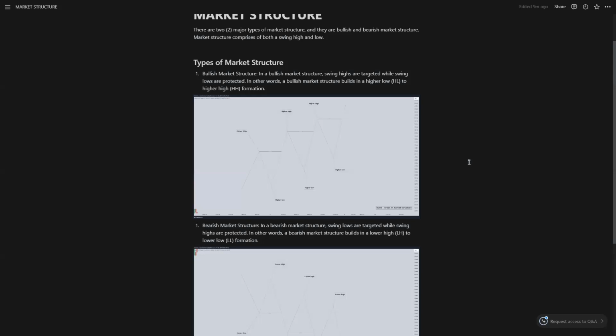Where it gets a little more advanced is when we start moving into time frame utilization and adding concepts like inducement, liquidity and the likes. But everything comes from market structure first. You must first understand what market structure is and how to identify it. It's just as simple as that.